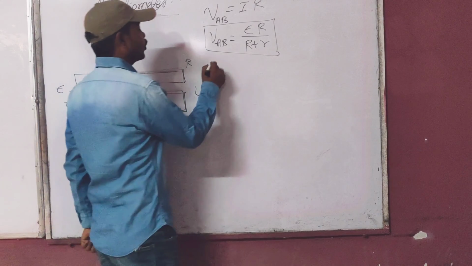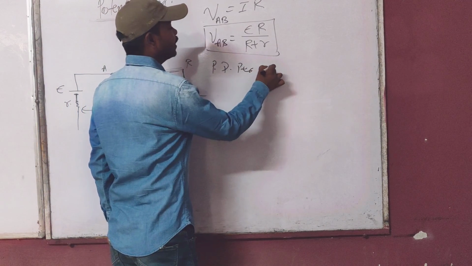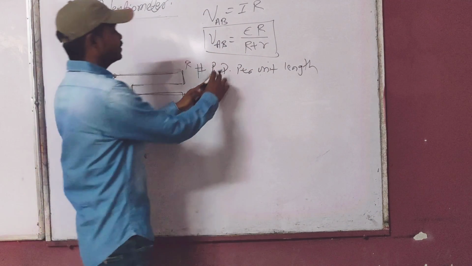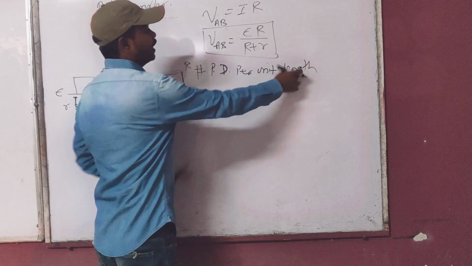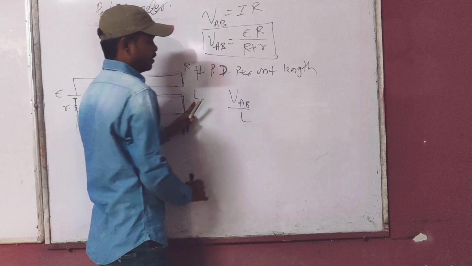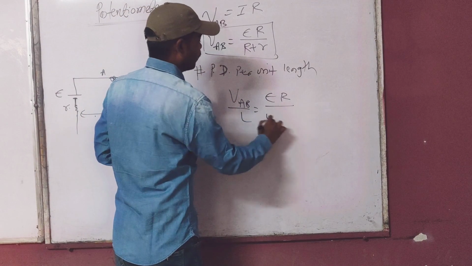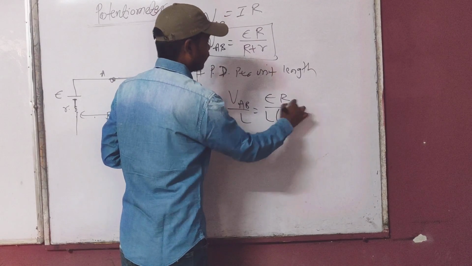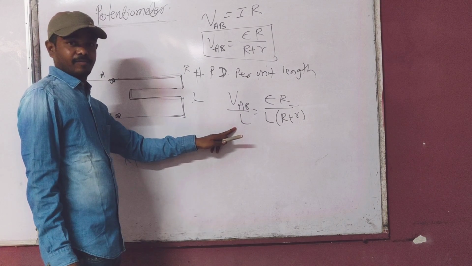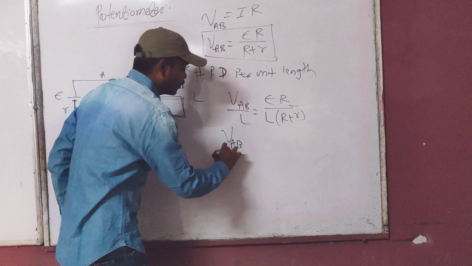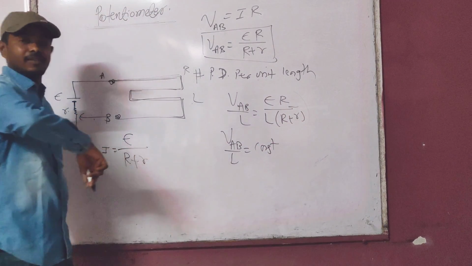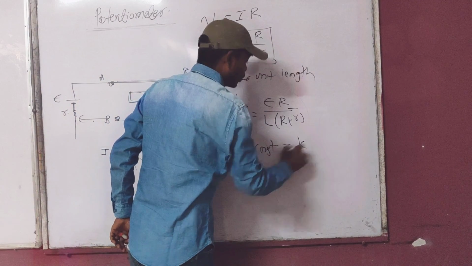Then we can find the potential difference per unit length of the wire. This is a special step. Potential difference per unit length: the length of the wire is capital L and the potential difference is V_AB, so V_AB upon L equals E R divided by L times R plus r. This is the potential difference per unit length of the wire. All these terms are constant, and that constant is called K, the potential gradient.